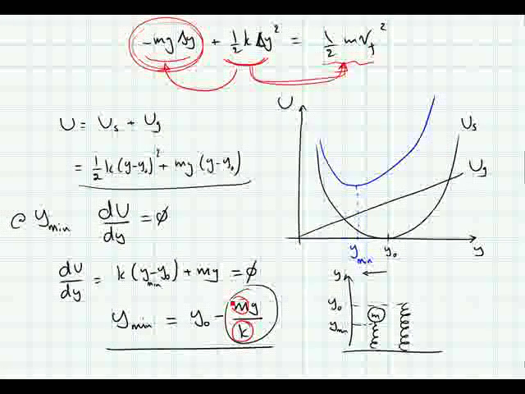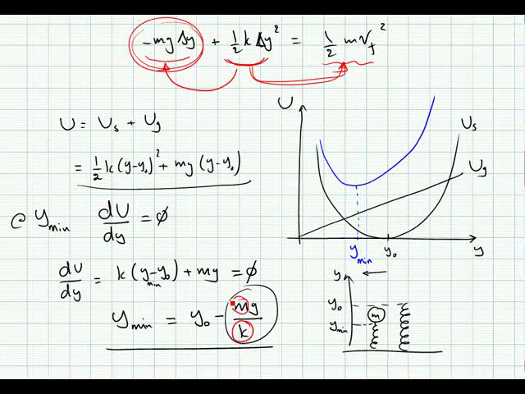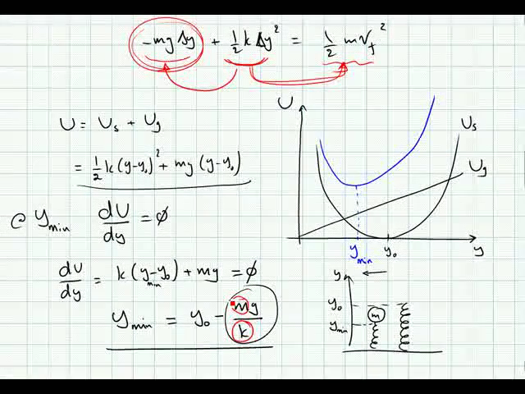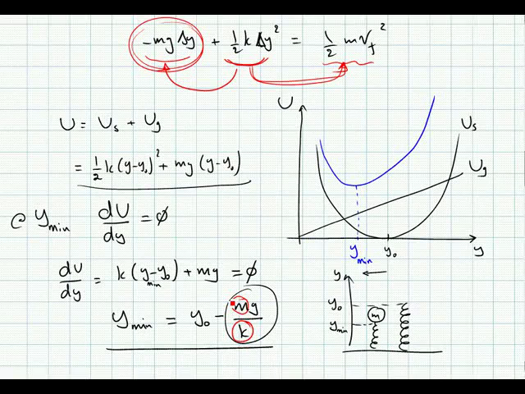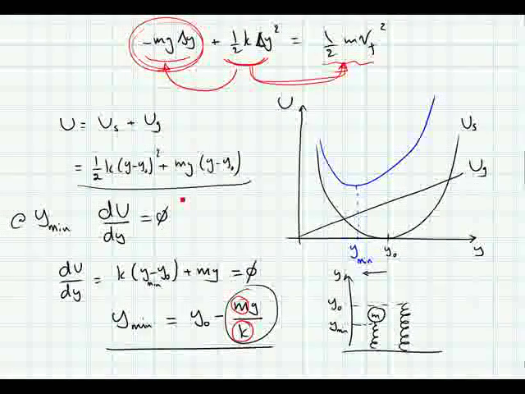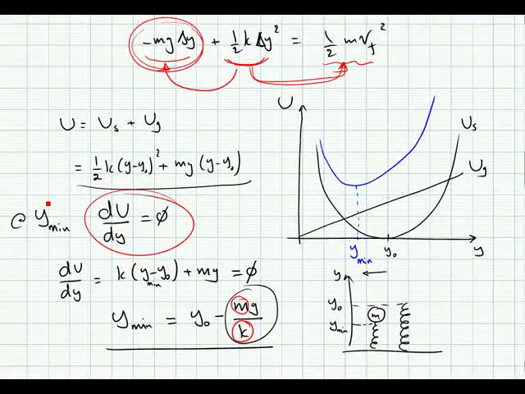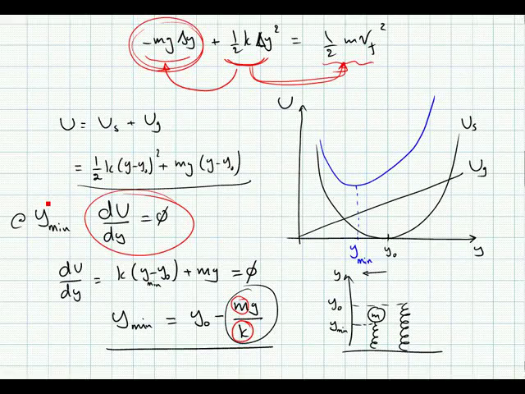position for y. So please do remember that the way to find the new equilibrium position for the system is simply to look at the derivative of the potential and set it to 0. That will give you the new equilibrium position for the system.